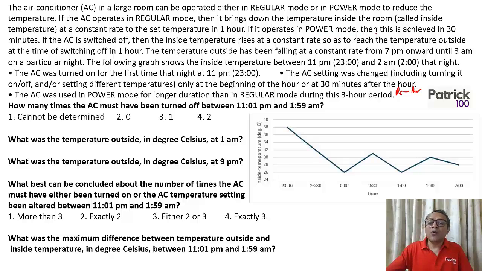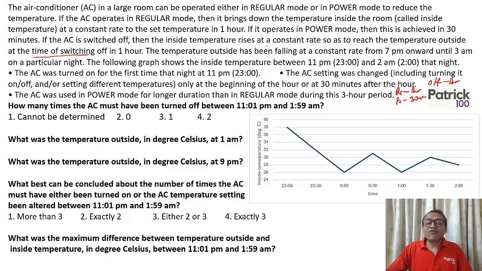And if it operates in power mode, then it is achieved in 30 minutes. In power mode, the temperature will come down to room temperature in 30 minutes. So there are two modes, right? If the AC is switched off, then the inside temperature rises at a constant rate to reach the temperature outside at the time of switching off in 1 hour. So if it is off, it will take 1 hour to reach the temperature outside at the time of switching off.